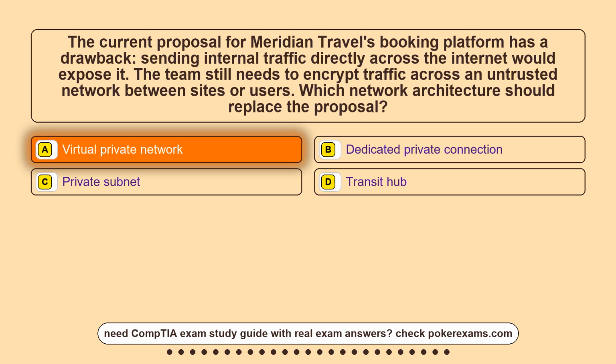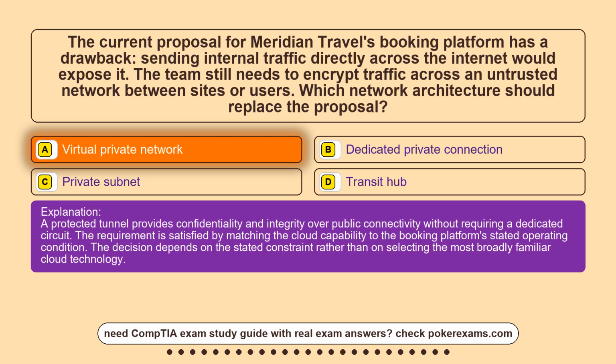The correct answer is option A, virtual private network. A protected tunnel provides confidentiality and integrity over public connectivity without requiring a dedicated circuit. The requirement is satisfied by matching the cloud capability to the booking platform's stated operating condition. The decision depends on the stated constraint rather than on selecting the most broadly familiar cloud technology.